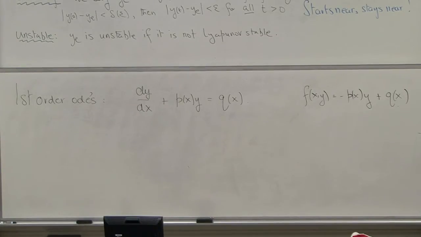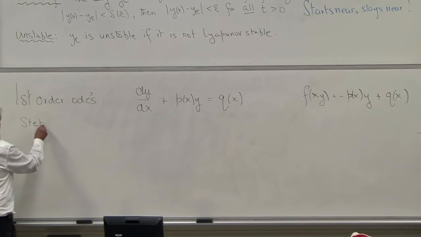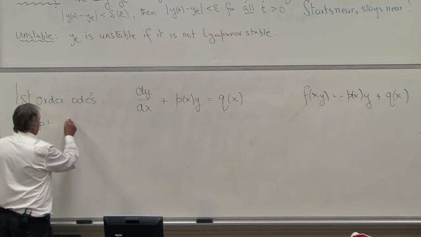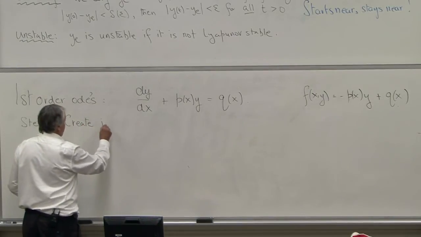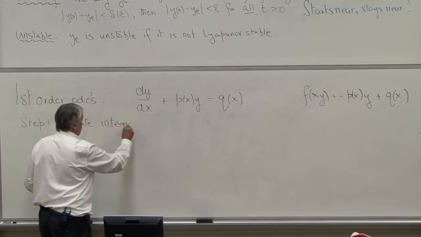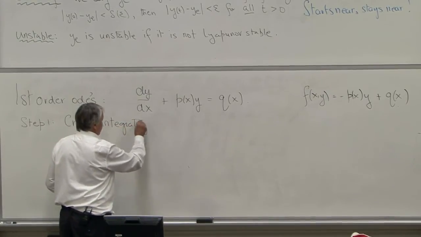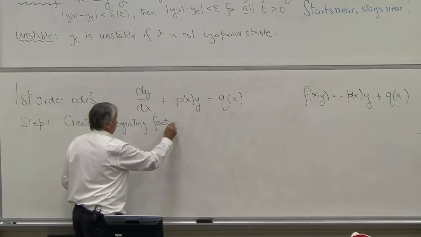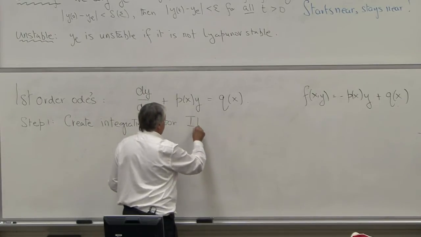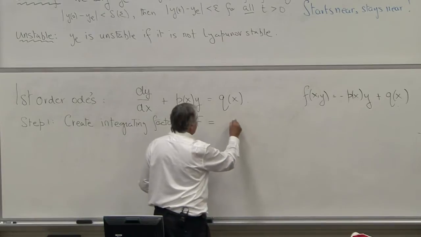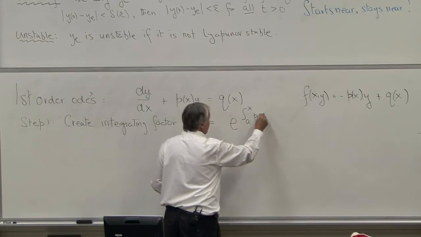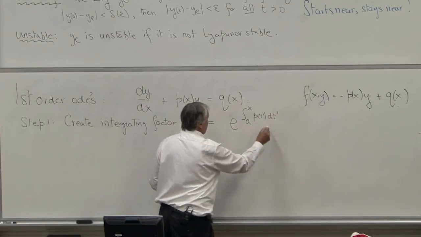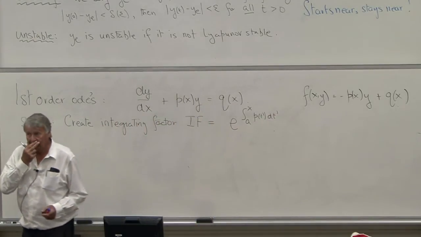Right. How do you solve this? Step 1. Integrating factor. We create an integrating factor. Call it IF, and it's simply e to the integral from any constant up to x of p of t prime dt prime. Oh, where did we see that one before?